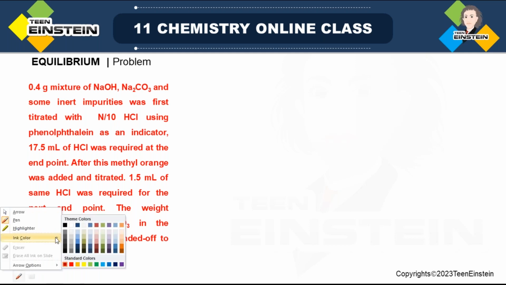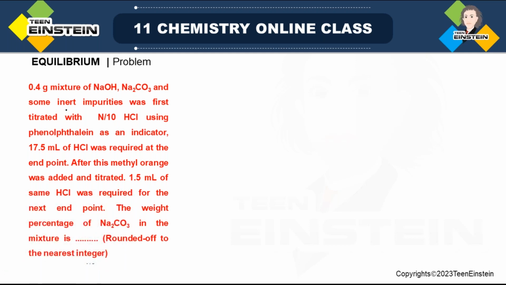Here this problem is a little large, so it will take some time. 0.4 gram mixture of two different types of bases. One is NaOH, another one is Na2CO3, sodium hydroxide and sodium carbonate. You are adding HCl, and in this mixture the total weight is 0.4. Not that only NaOH and Na2CO3 are present, there are some inert impurities also. Inert impurities means which will not react with acid.